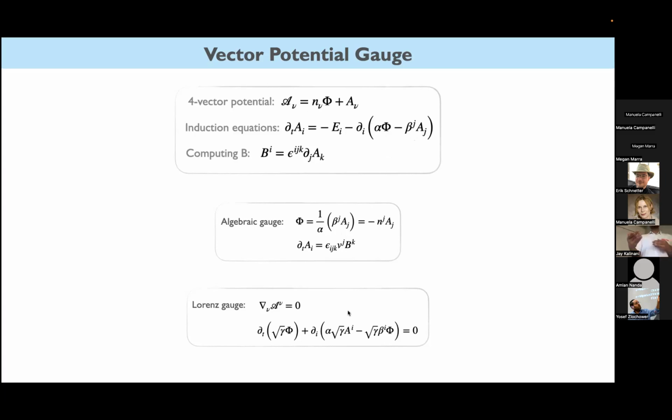A more commonly used gauge is the generalized Lorentz gauge, which is shown here. And this involves also evolving an extra equation for the scalar potential, which I mentioned here.